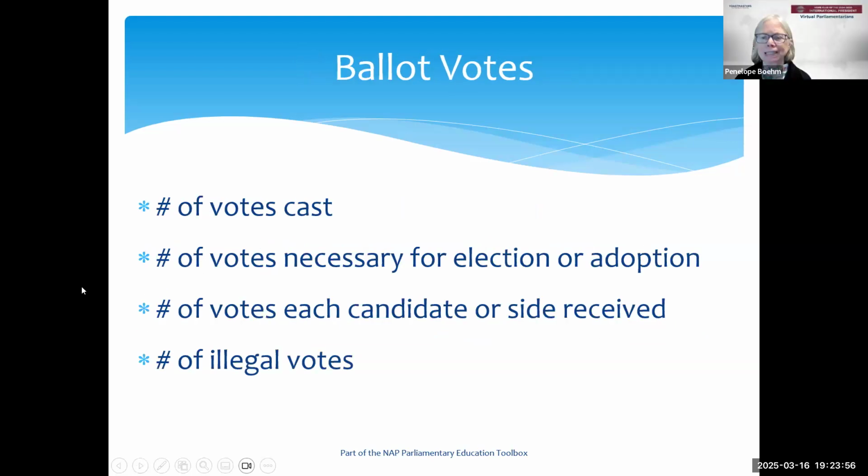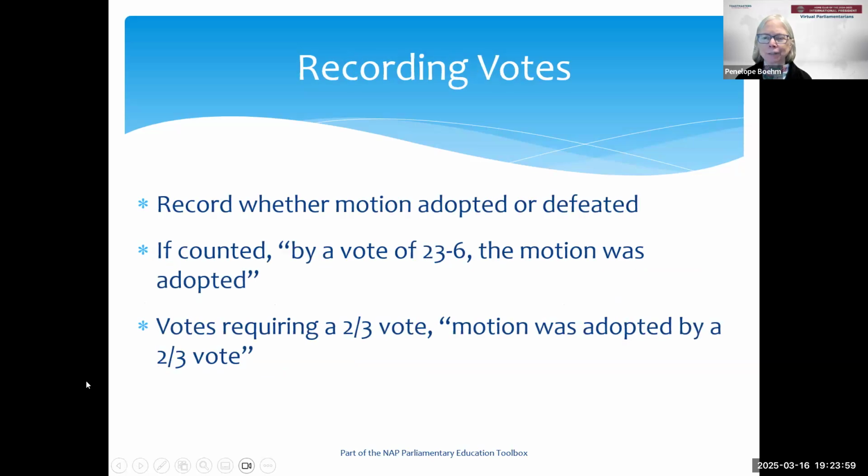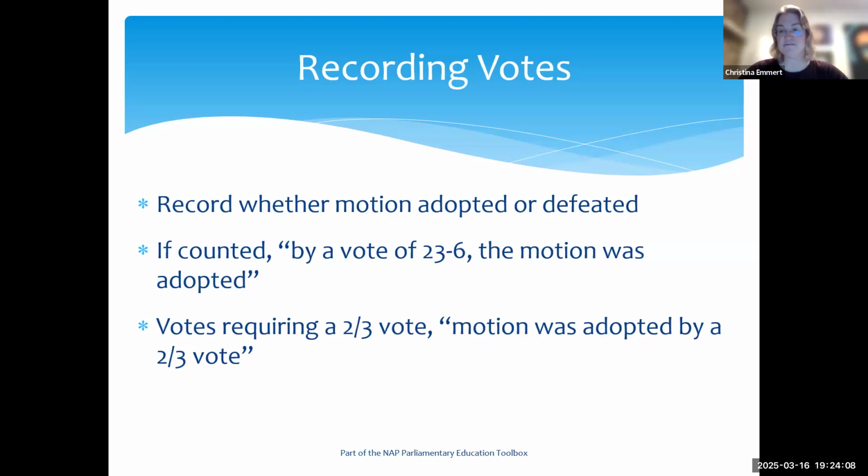Excuse me, so Christina, if it's a 2/3 vote, then you do not put the actual vote, but you do if it's a majority vote? No, if it's a majority, you would just put whether it was adopted or defeated. If you want to put the term it was adopted by a majority vote, you can, but usually if it requires a majority and your minutes say adopted, it's usually assumed that it was adopted by a majority vote. But if it's a counted vote requiring a 2/3, you would put in the count the same way.